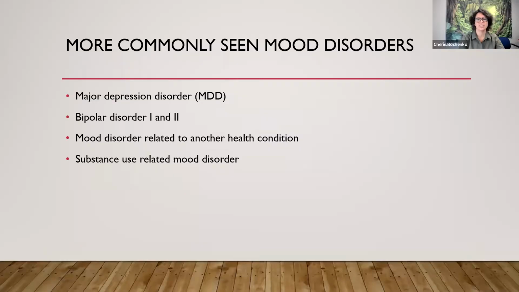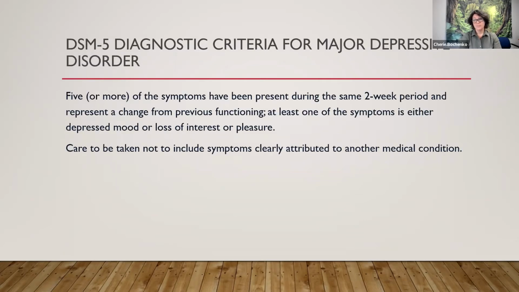So we're going to see the most common ones that we see in our clinic: major depression, bipolar 1 and 2. There could be mood disorders related to a health condition, and substance use related mood disorder. Now, if you look in the DSM-5, there are symptoms, and there's 5 or more symptoms that have been present in a 2-week period and represent a change from previous functioning. At least one of the symptoms is either depressed mood or loss of interest or pleasure.